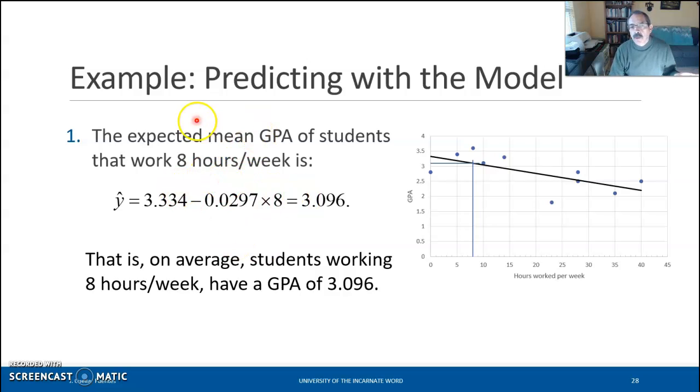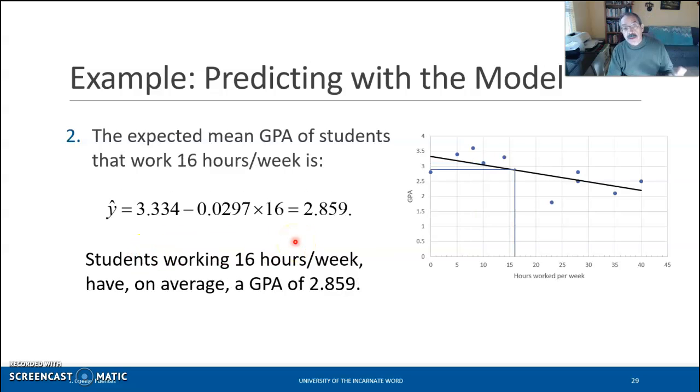So we want to see what is the expected average GPA of students that work 8 hours. So x now is equal to 8. We put that into the equation, multiply that by this, and then that product is subtracted from this because of the negative sign. That result is 3.096, which is what I'm showing here in the graph. So on average, we can say the students that work 8 hours per week have a GPA of 3.096.